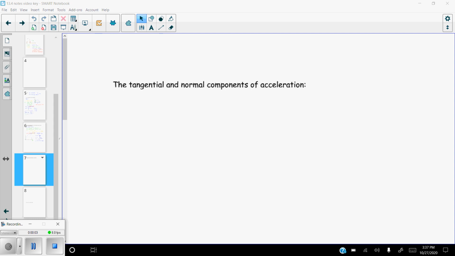Okay, this is 13.4, video 3, the last one, and this is probably going to be a relatively long one as well. We're talking about the tangential and normal components of acceleration. Now, for those of you who don't like the proofs, you can probably scan through a good portion of this and you don't have to worry about it.